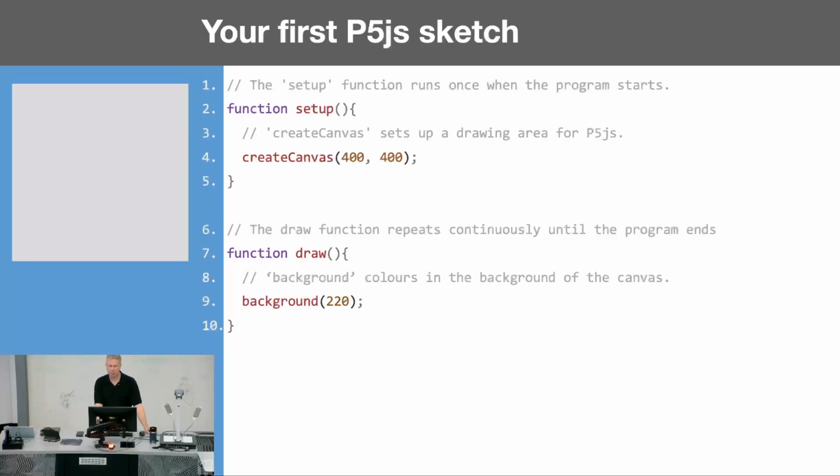This is what a P5.js sketch looks like. It has a setup function, which gets run once. Here we're creating a canvas. And then a draw function, which is kind of like an animation loop. Draws again and again and again. And here, all we're doing is just clearing the background and setting the background to a gray color. Don't worry too much about the details. You'll go through all of this in your first tutorial.